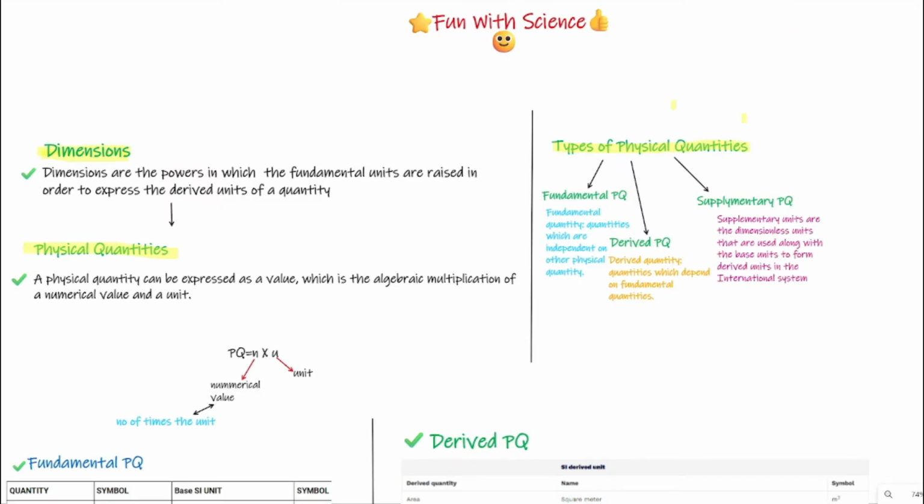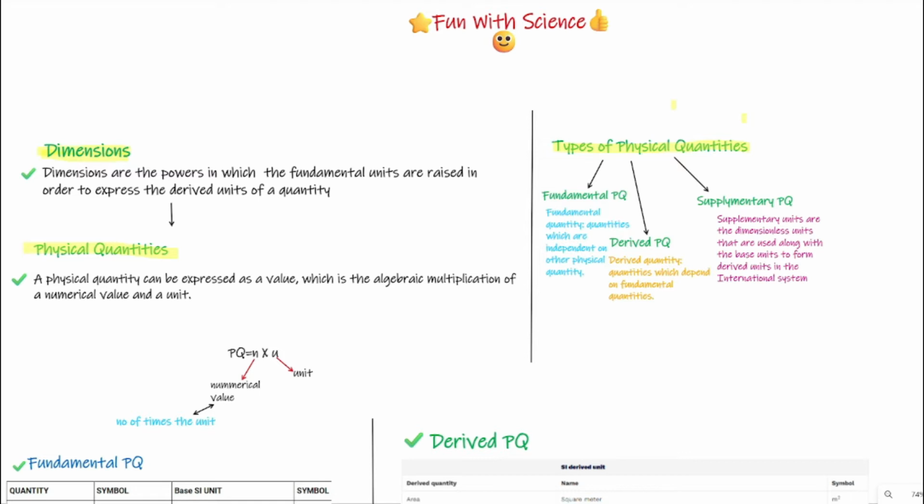So today's topic, class 11th physics, dimensions. What is dimension? Dimensions are the powers to which the fundamental units are raised in order to express the derived unit of a quantity. To have a proper concept of dimensions, we need to know about physical quantities.